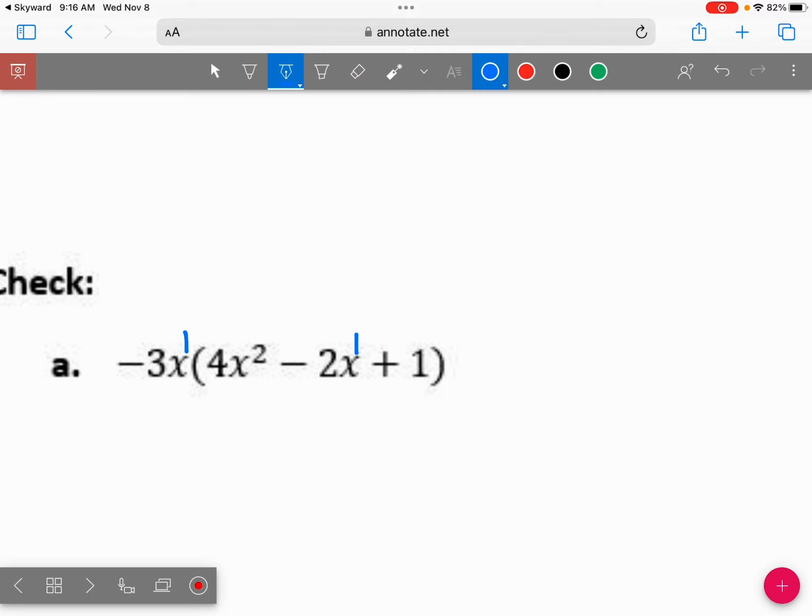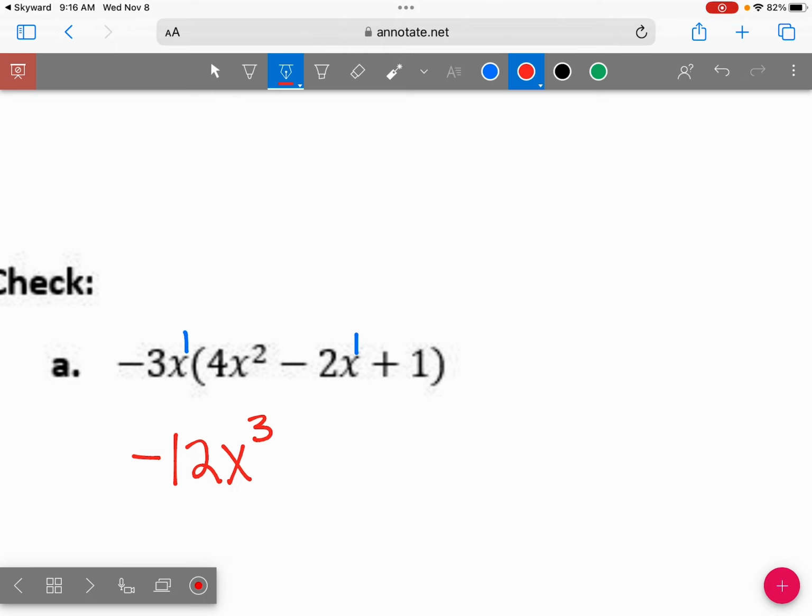We're on page 6 in the note packet. All right, so let's go ahead and do it. So when we start off, we're taking -3 times 4. -3 times 4 is -12. And then I'm adding my exponent. So 1 plus 2 would be x to the third.